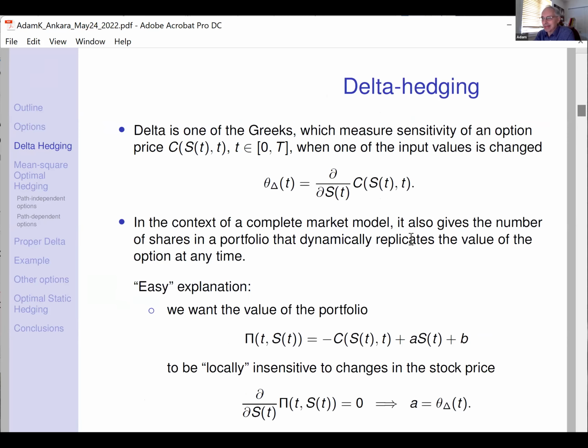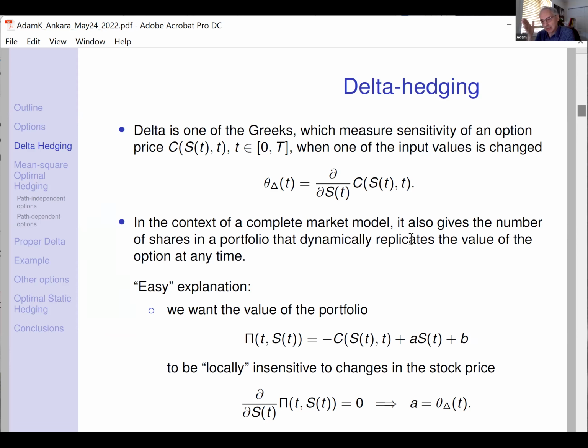So what is delta hedging about? Delta, we can look at in two different ways. Delta is one of the so-called Greeks which measure the sensitivity of an option when one of the input values is changed. In the case of delta, this is the first derivative of the price of the option with respect to the value of the underlying security. So this is one application of delta.